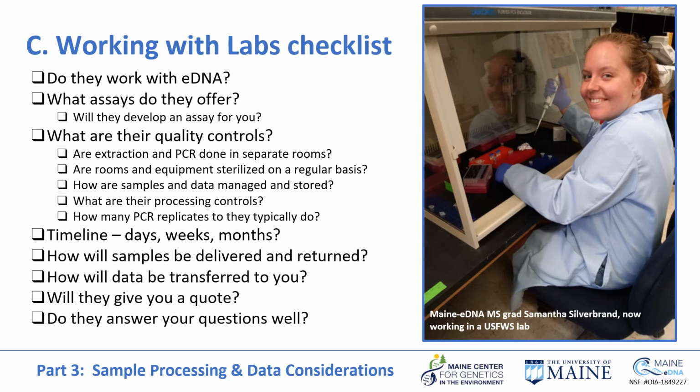Another thing to think about are, what are their processing controls? Do they include, for example, PCR blanks or no template controls as a routine? They probably should. And also, how many PCR replicates do they typically do per sample? Other practical considerations are things just like timeline, like how fast can I get your samples done? Days, weeks, months? How will the samples be delivered or returned? If you have to ship them really far, frozen, don't ship them on Friday, right? Because they'll sit over the weekend and things like that.